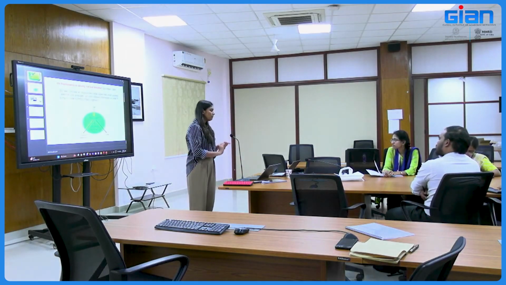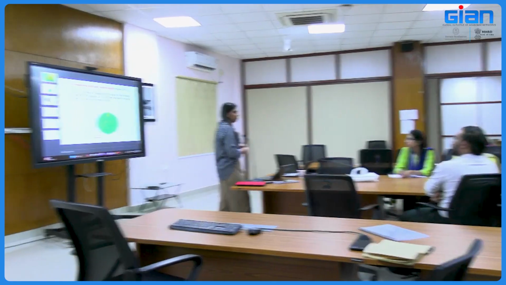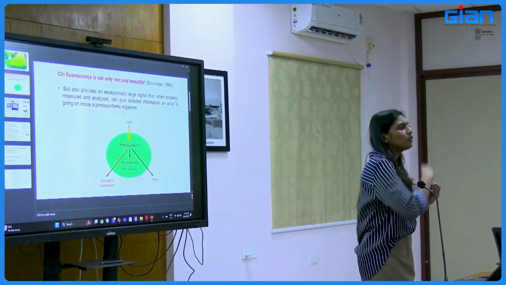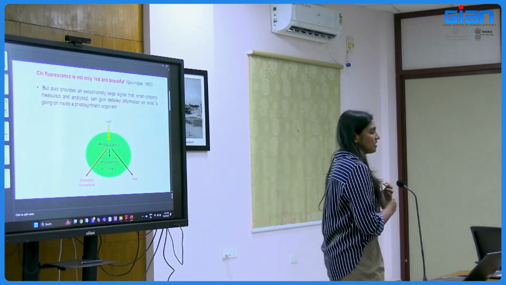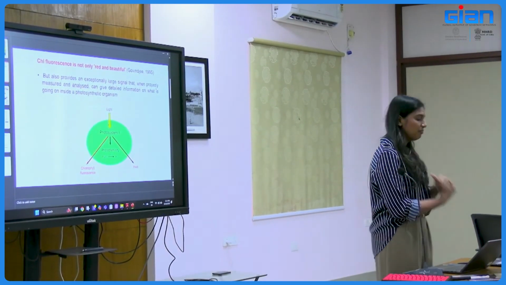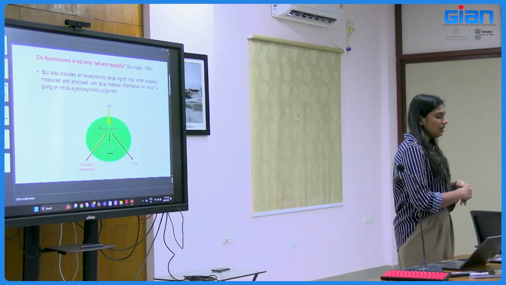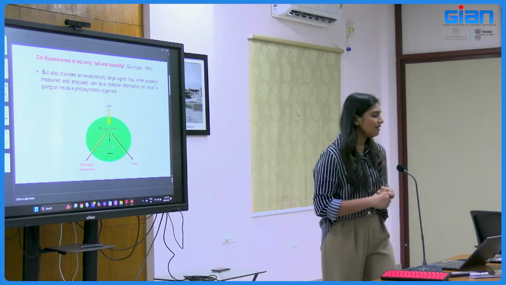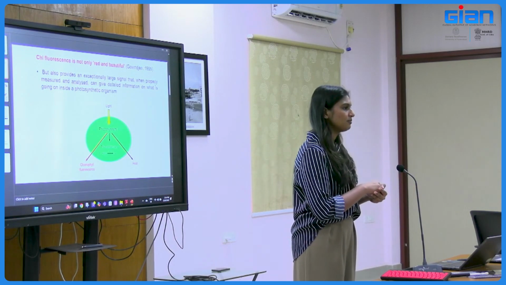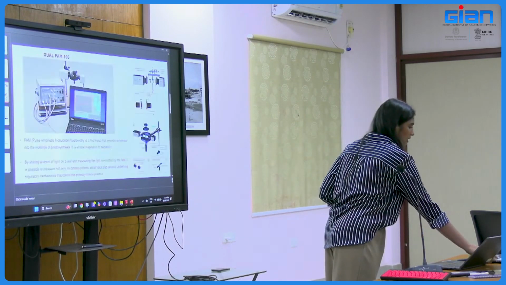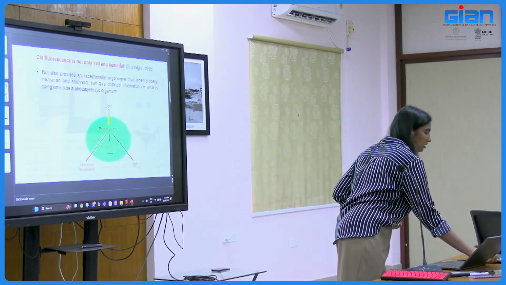So what is chlorophyll fluorescence? Chlorophyll fluorescence is not only red and beautiful. Chlorophyll fluorescence is the fluorescing light. The emitting light is actually red, okay, detected, and which is not just red and beautiful, it can also be used. The large signal, properly measured and analyzed, can give detailed information about what is going on inside the photosystem.